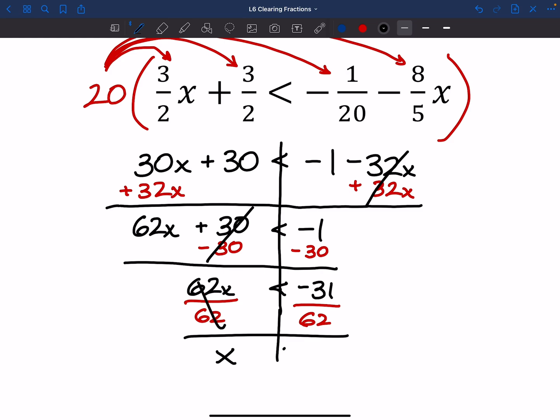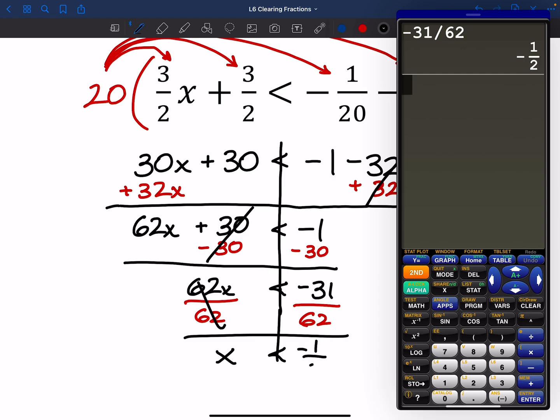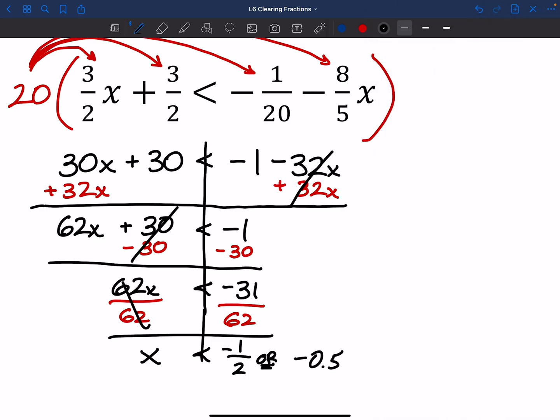But what I'm going to tell you is that our final answer is not so bad. Let's take a look. Let's clear that out first. Negative 31 divided by 62 is just the same thing as negative 1/2. Or, again, if you prefer decimals, negative 0.5.